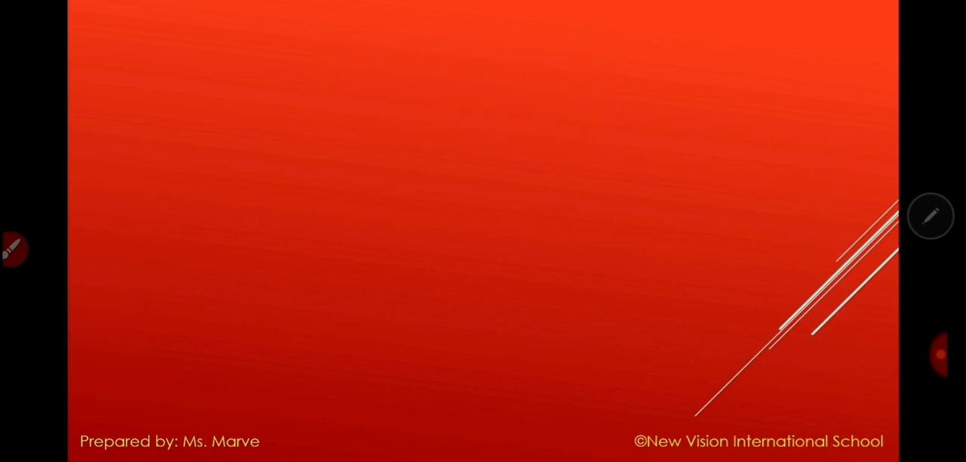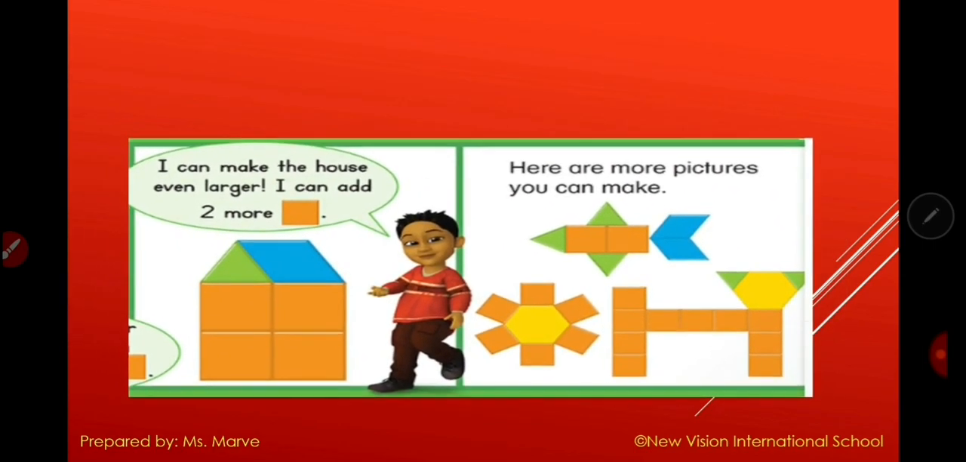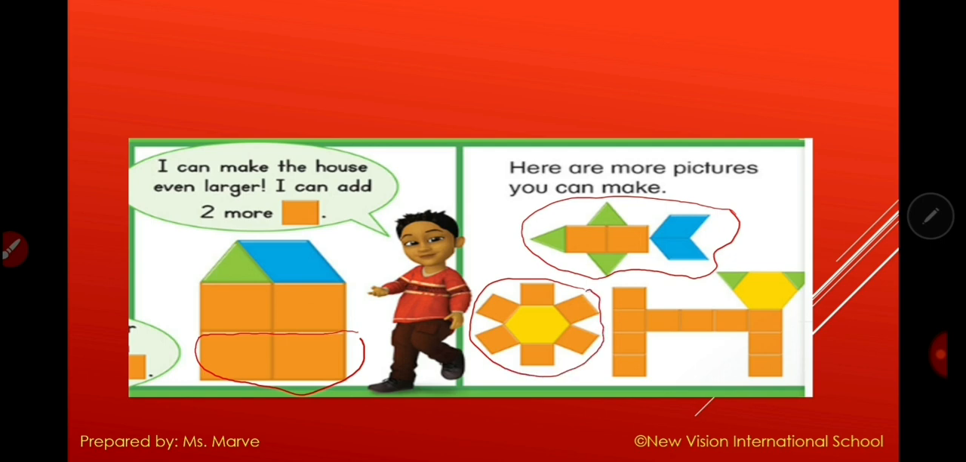Here's another example. Okay? Once you put another small shapes, like two more squares, the house will look even larger. So, here are more pictures you can make. This lesson is actually very exciting because you are going to make different kinds of shapes.